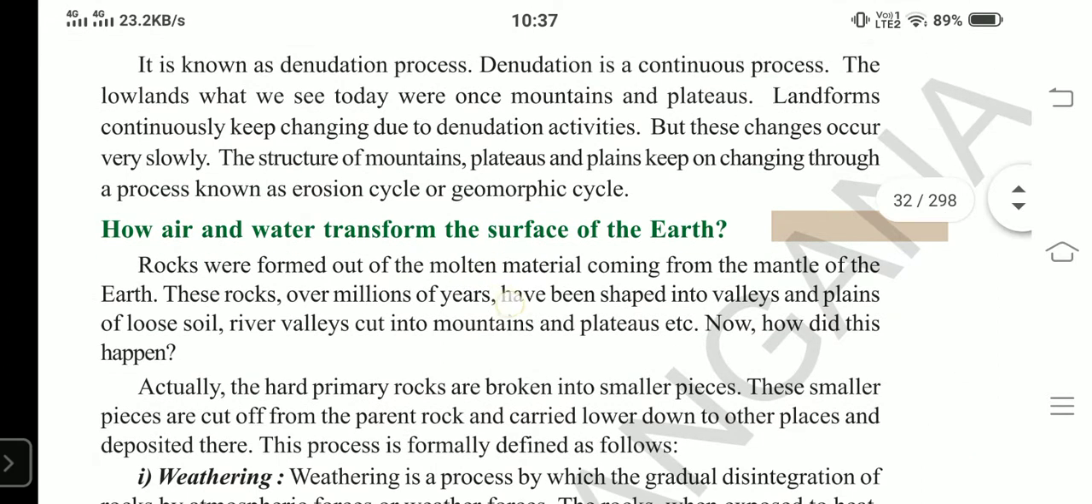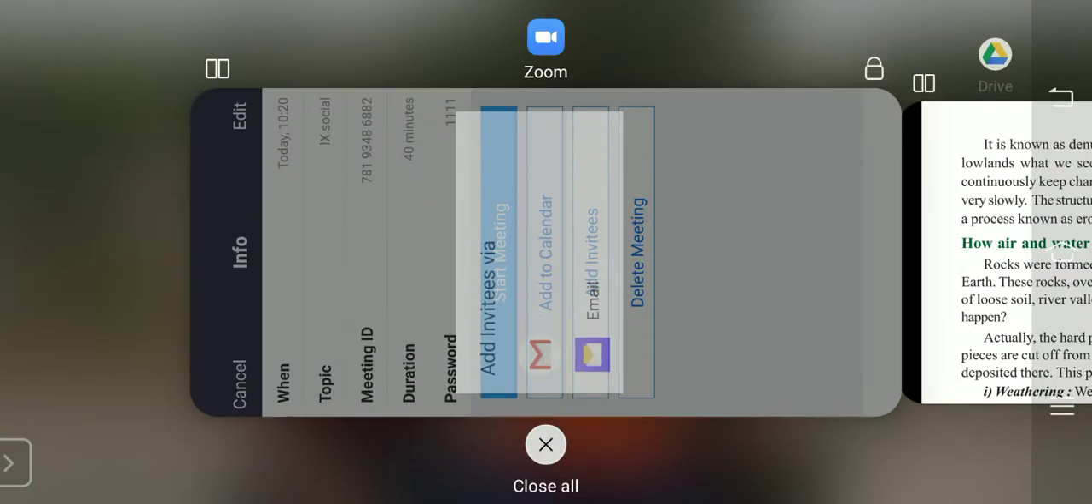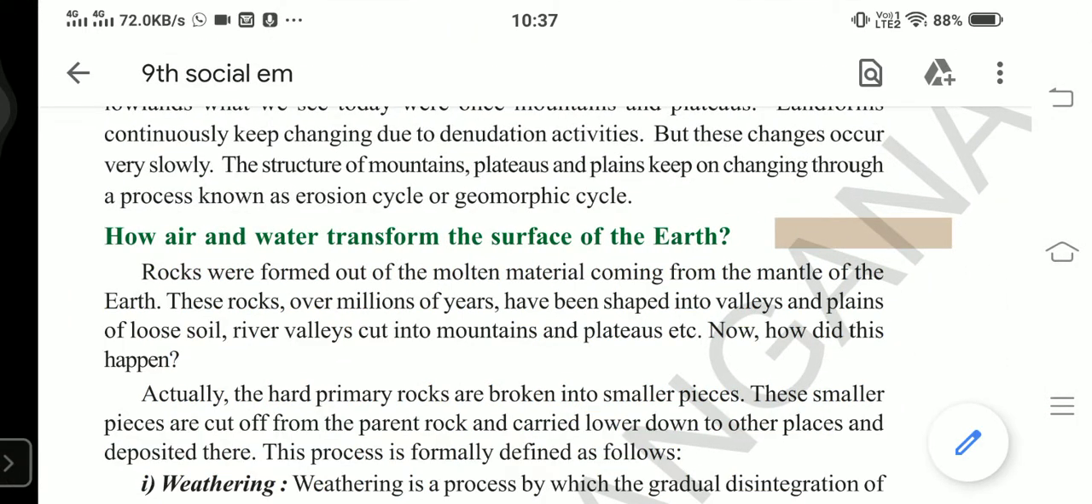Next, let us see how air and water transform the surface of the earth. Before going to this, I want to share a little example with you people. What is that?